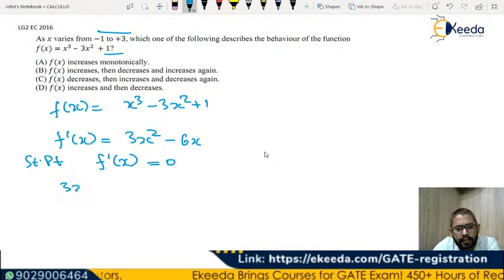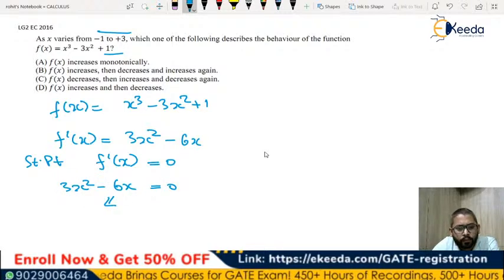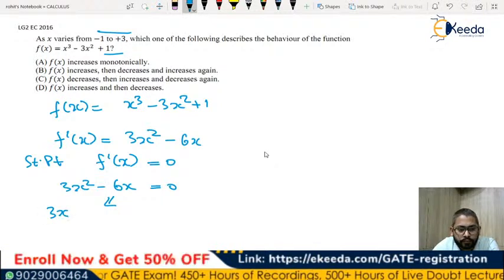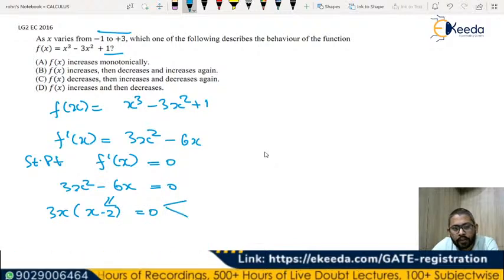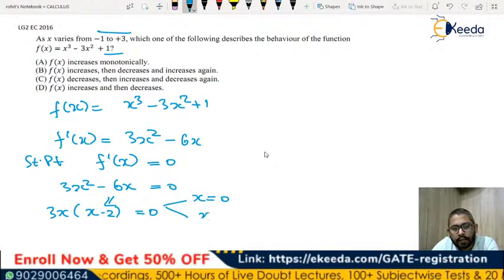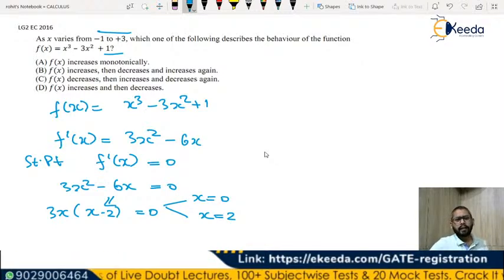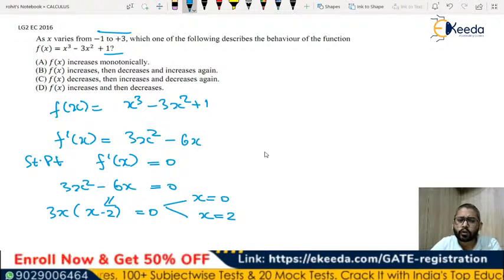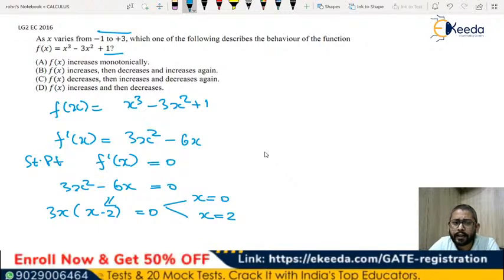So this 3x square minus 6x is equal to 0 has the roots. You can clearly see, if you take 3x common, it will be x minus 2 equal to 0. So the roots are going to be x equal to 0 and x equal to 2. So these are two roots of the function. And if you check the nature of this function at x equal to 0 and x equal to 2, that will also help you to find whether the function is going to be increasing or decreasing.